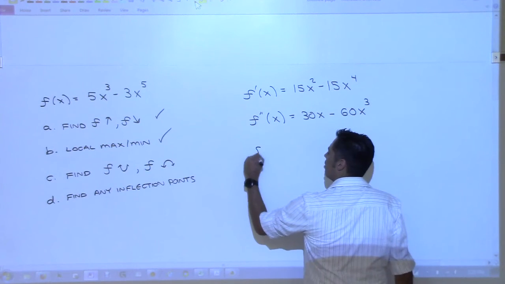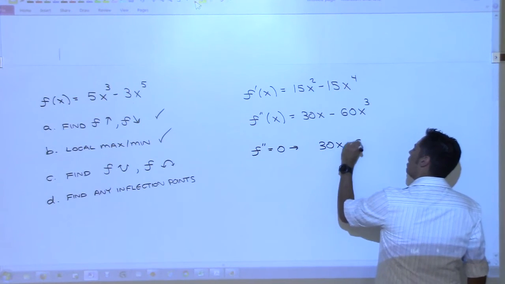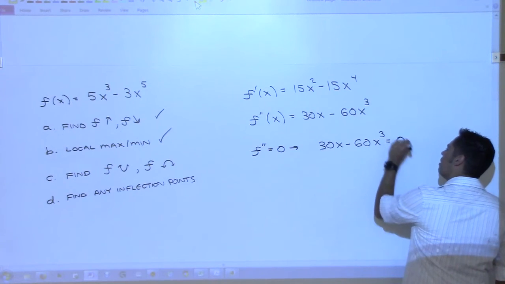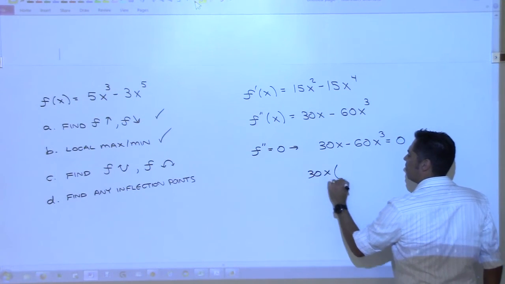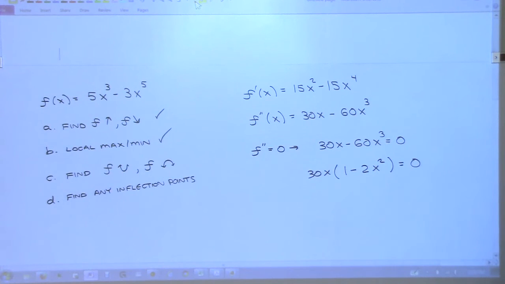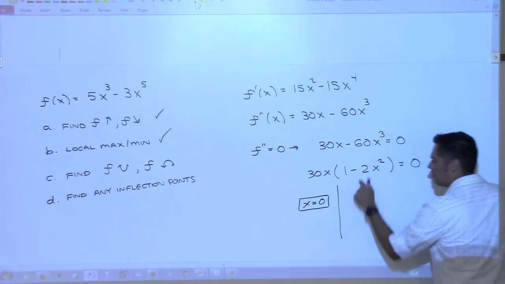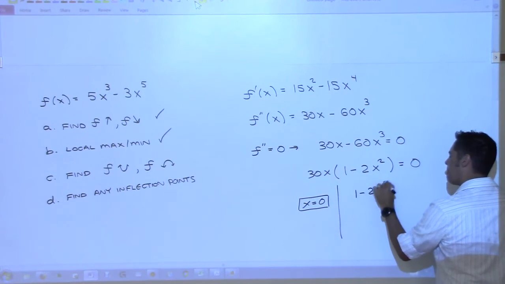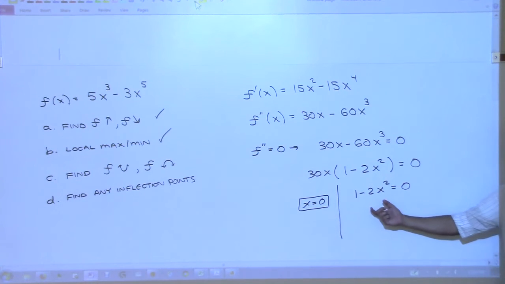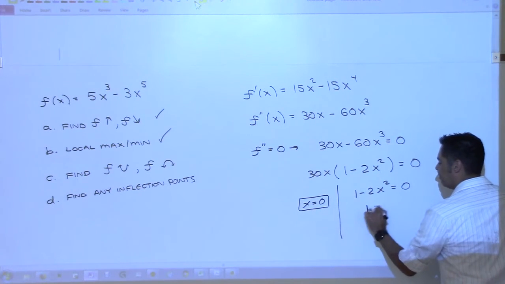So I'm going to take my second derivative and set it equal to 0. So I take 30x minus 60x cubed and set it equal to 0. I can factor out a 30x. I'm left with 1 minus 2x squared, is that right? Okay. And then I set these factors equal to 0. When I set 30x to 0, I just get one answer. And then I have to set 1 minus 2x squared to 0. You have different options here in terms of how you can solve this. I'm just going to move the 2x squared over, and then I'm going to divide by 2.